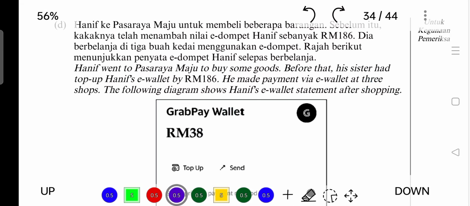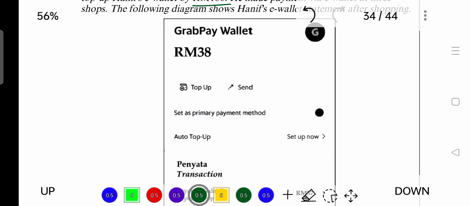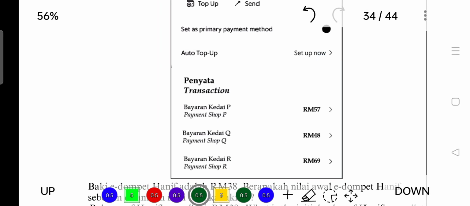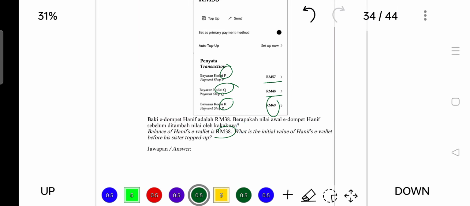Hanif went to Pasaraya Maju to buy some goods. Before that, his sister had topped up Hanif's e-wallet by 186 ringgit. He made payment via e-wallet at 3 shops. The following diagram shows Hanif's e-wallet statement after shopping. He had 38 ringgit balance, with 57 ringgit at Kedai P, 48 ringgit at SQ, 69 ringgit at R. So the balance of Hanif's e-wallet is only 38. What is the initial value before his sister topped up?